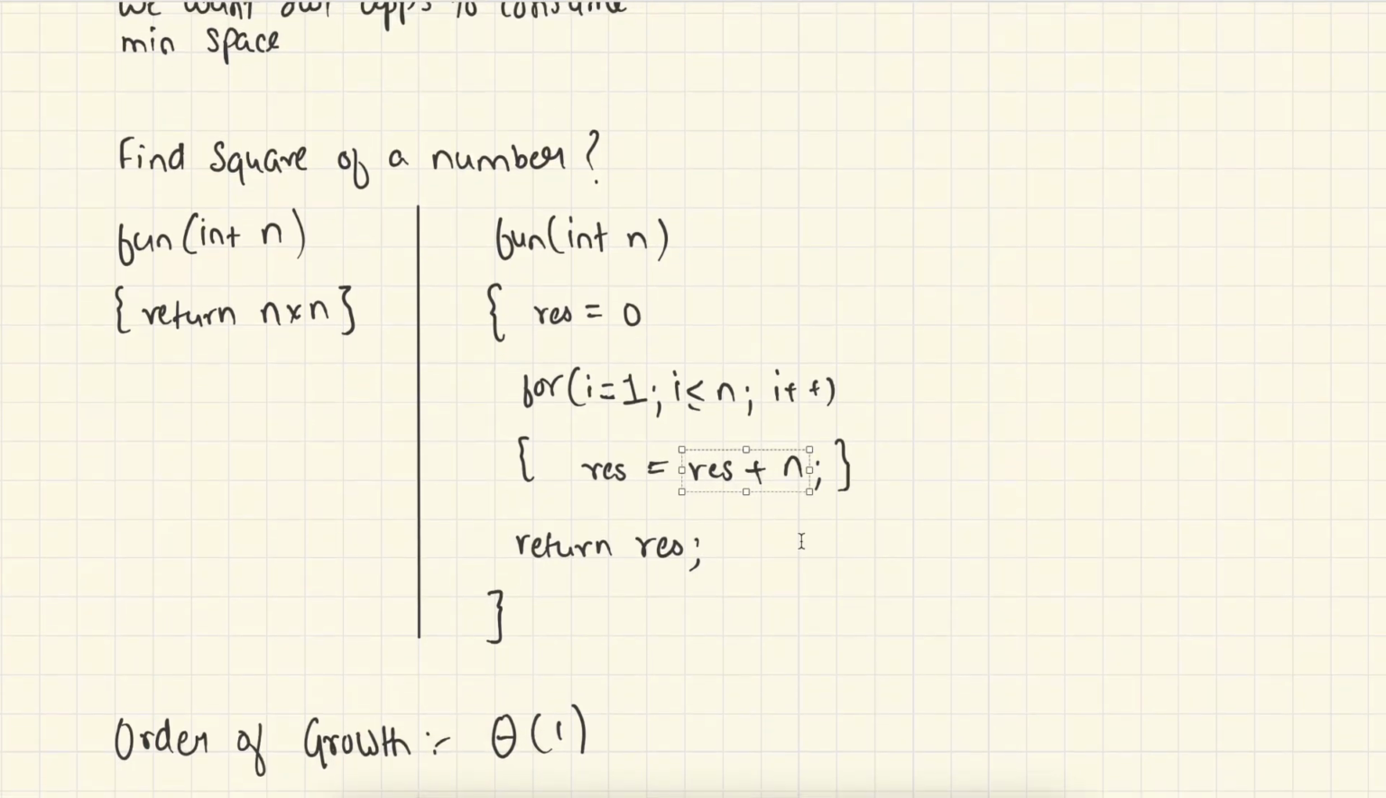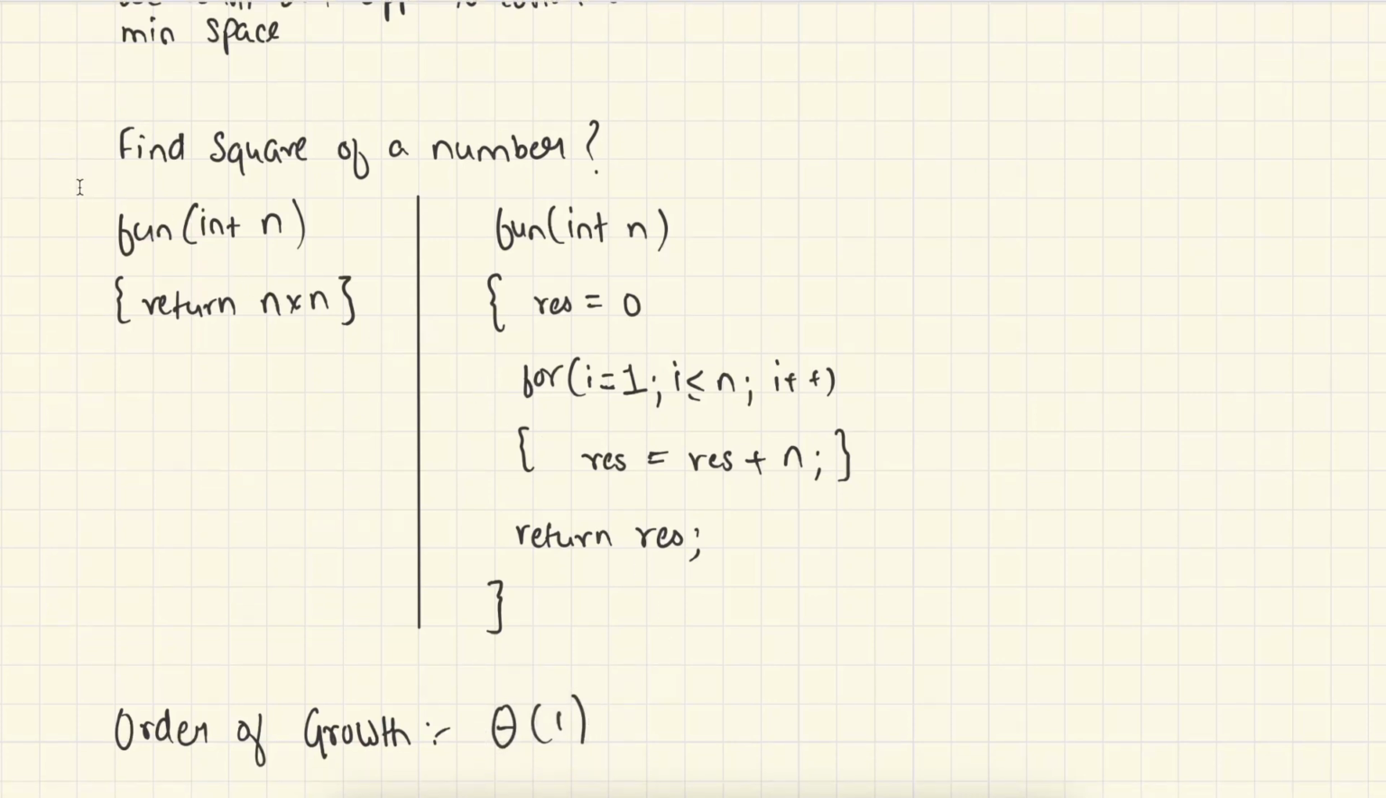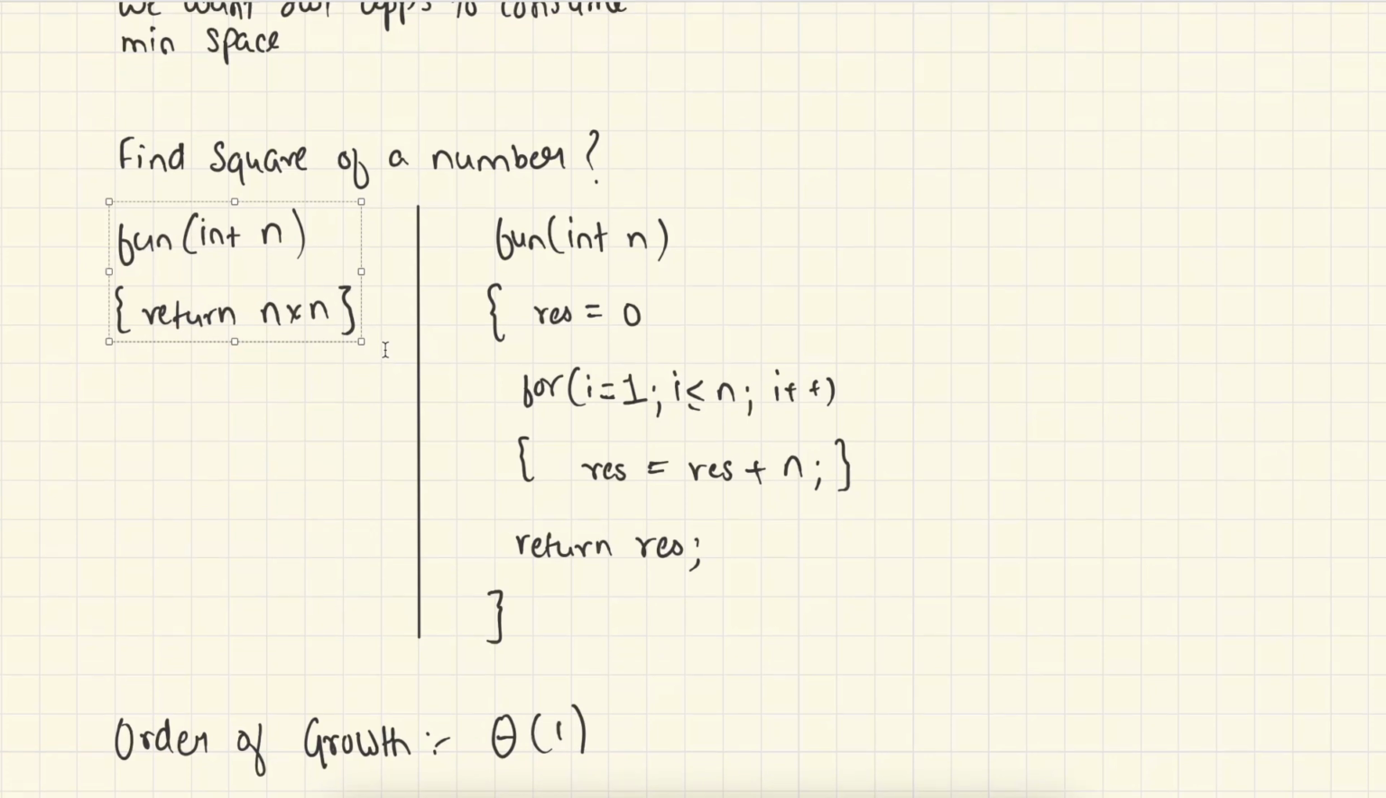So if I talk about the space complexity or the order of growth of this function in terms of space, then it would be theta of 1. Why? Because on the left side, this function is doing only a constant operation. So we have to initialize memory for only n. And n is what? It's a constant. That's why the order of growth of this function is theta of 1 in terms of space.